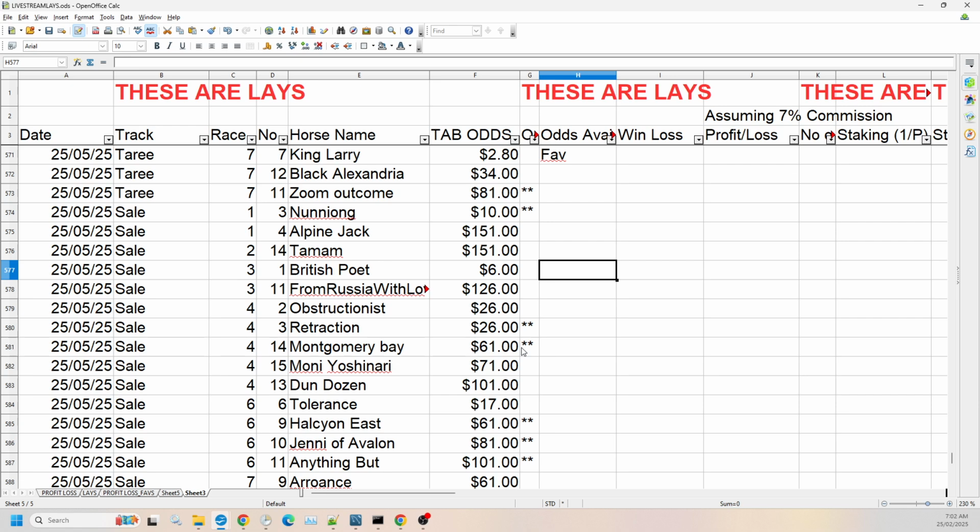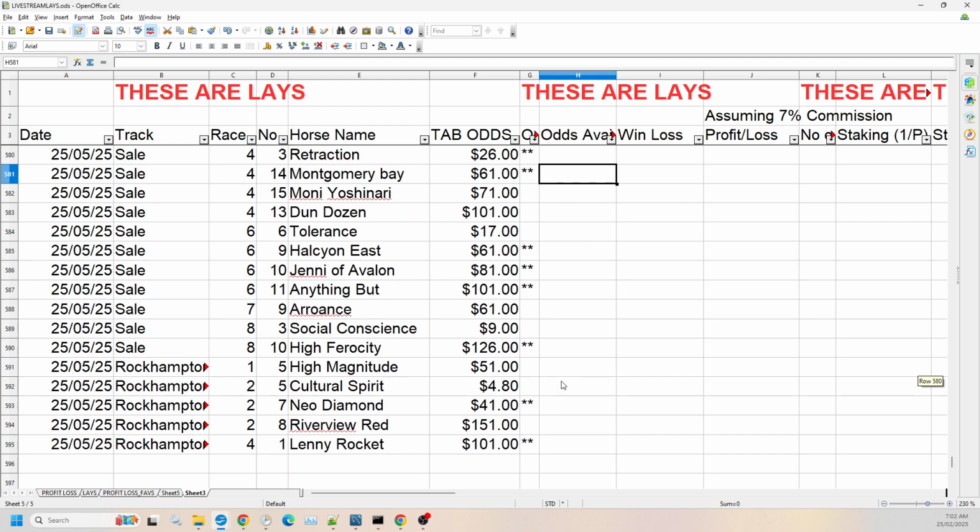Race 4, I've put stars on 2 of them. Number 3, Retraction, 26, and number 14, Montgomery Bay, at 61. Then we've got race 6, number 9, Howl Sign East, at $61 with stars. Number 10, Jenny of Avalon, at $81 with the stars. And number 11, Anything But, at $101 with the stars. And race 8, number 10, High Velocity, is at $126 with the stars. And in that same race, the class selections came up with a $9 shot, which was Social Conscience, number 3.